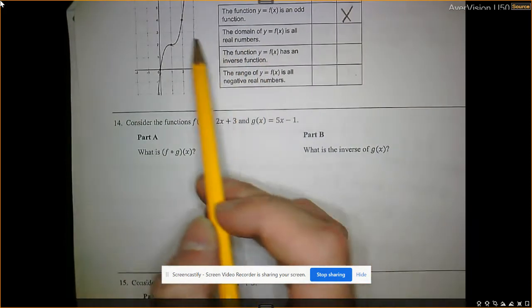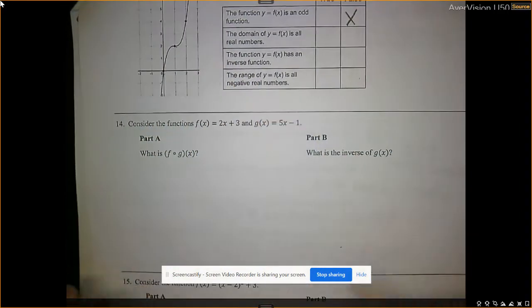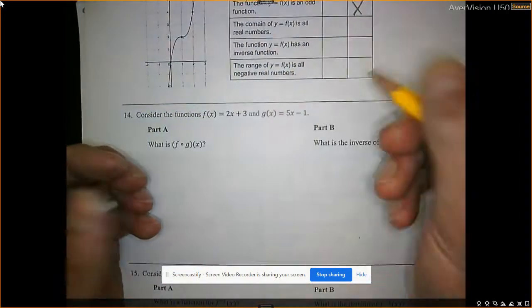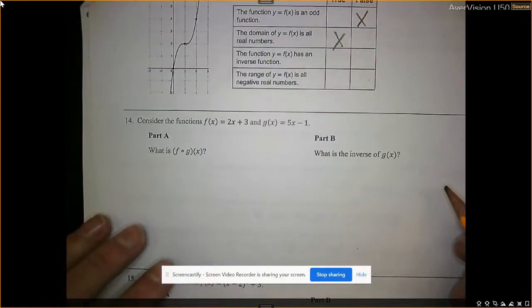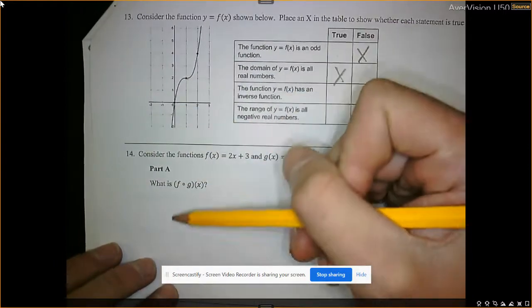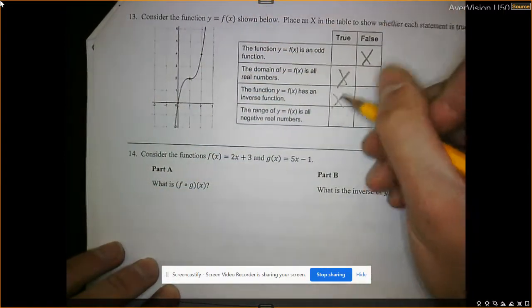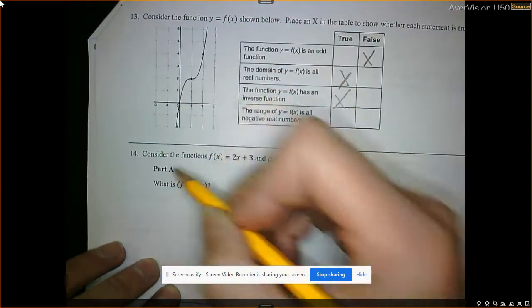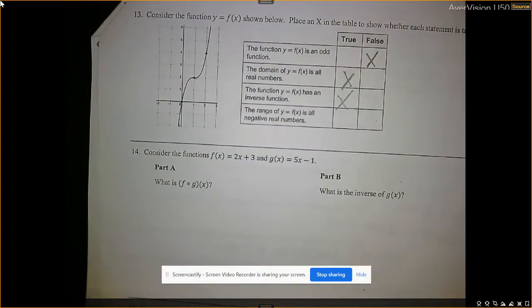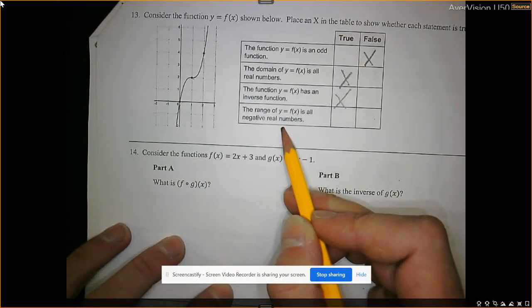Okay, domain of y equals f of x is all real numbers. Is this graph going to hit all of my x values, everything to the left and everything to the right? Yeah, it actually is. It's going to hit all x values. Okay, is it going to hit all y values? Everything down here, will all my y values be hit eventually? Will all my positive y values be hit? Yeah, they both will. This is going up forever. This is going down forever. Okay, and then the range of y equals f of x is all negative real numbers.